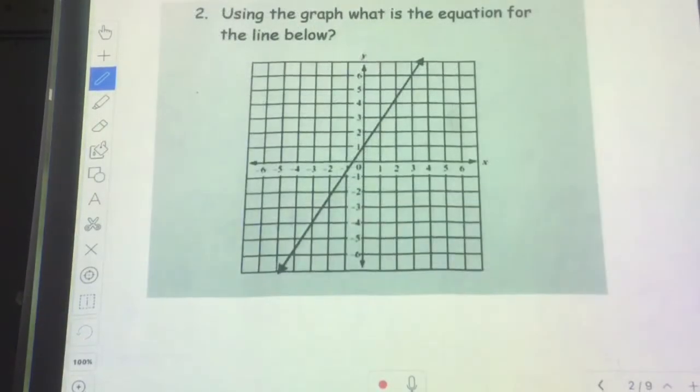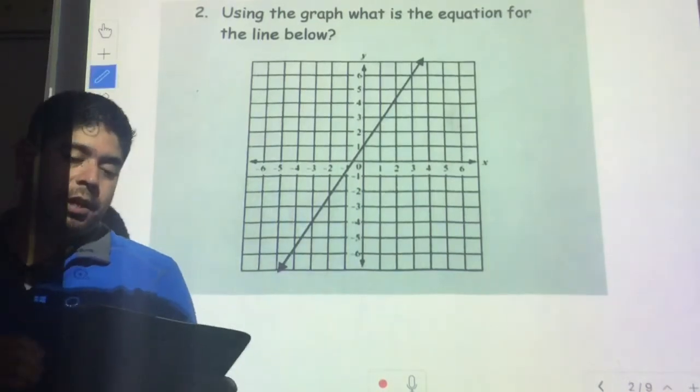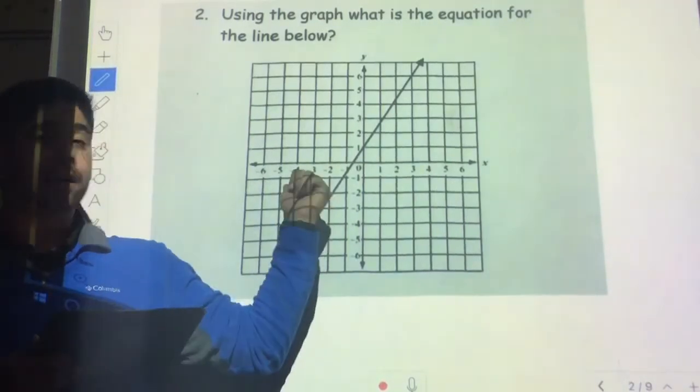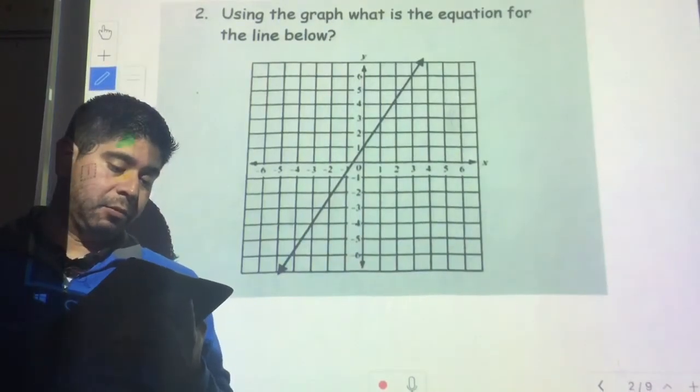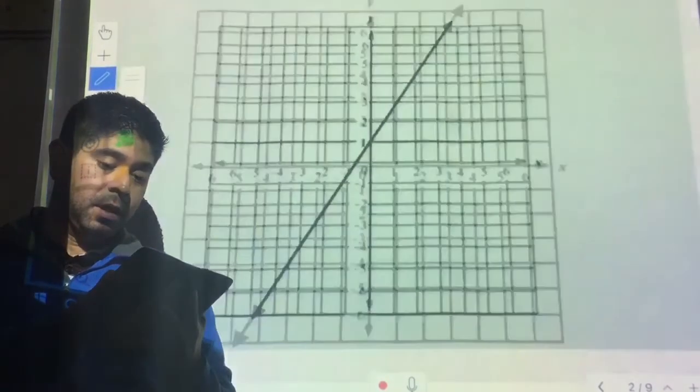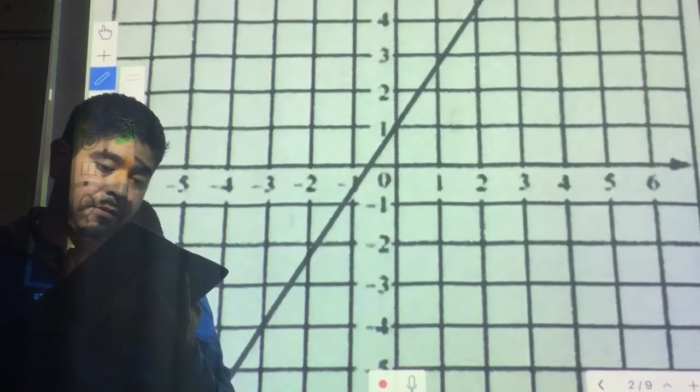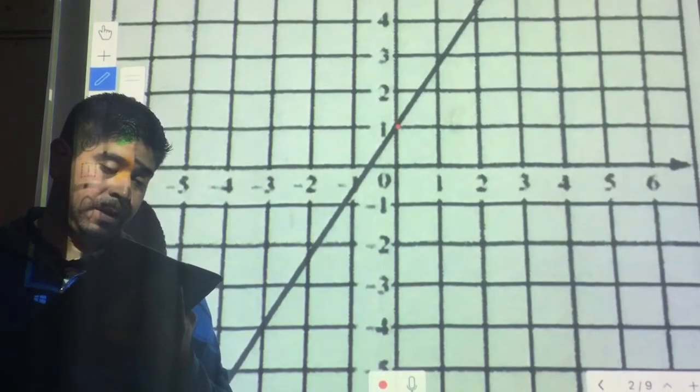All right, number 2. Using the graph below, what's the equation for the line below? So just like what I did on my warm-up today. So let me zoom in. I'm going to put some points, and I'm going to put them in red. So let's zoom in. I'll put a point right here. Make these big dots.